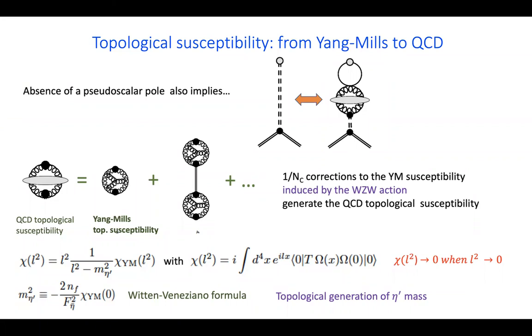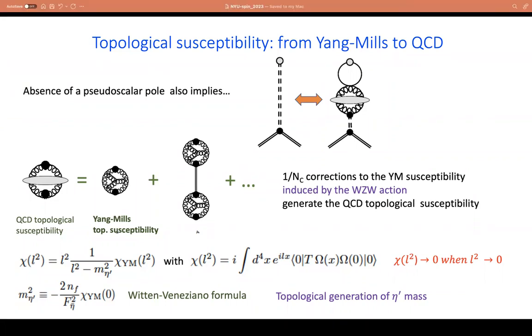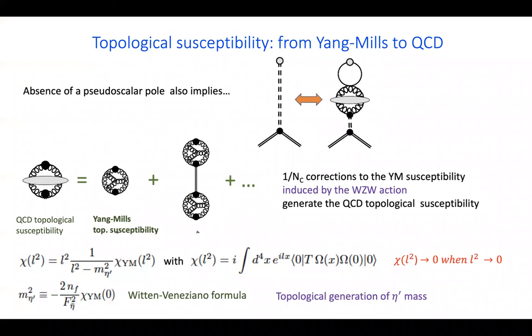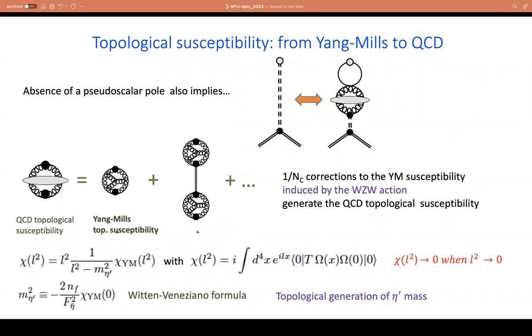Okay, so you can do a systematic 1 over n expansion of the QCD topological susceptibility, and when you do this 1 over n expansion, it results in a shift of this pole. This is a 1 over L squared pole, but that's proportional to the Yang-Mills topological susceptibility. When you do this calculation, you see that this is nothing but the Witten-Veneziano formula. I'm just saying that this gives you precisely the Witten-Veneziano formula.